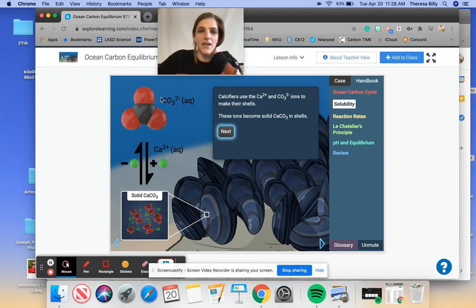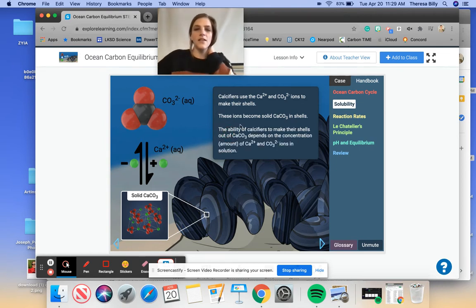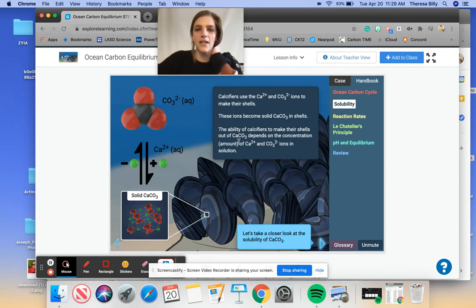Carbonate is aqueous, which means it's dissolved in the ocean water right now. It's going to react with other calcium ions that are in the ocean water. And when those two combine, that's when it forms a solid compound called calcium carbonate. All right, so it goes from two aqueous ions into a solid one. Click next. It says the ability of calcifiers to make their shells out of calcium carbonate depends on the concentration, or the amount, of calcium and carbonate ions in solution.